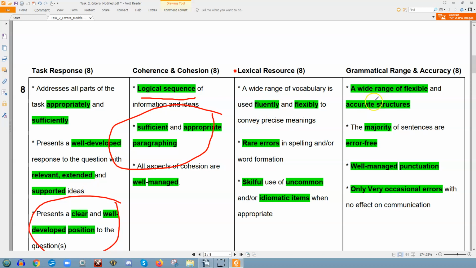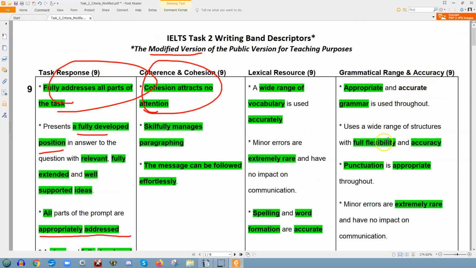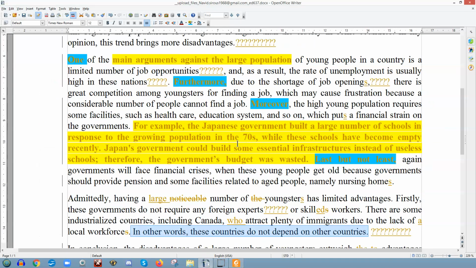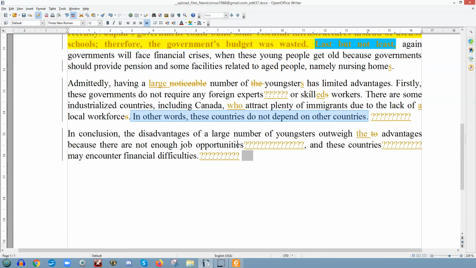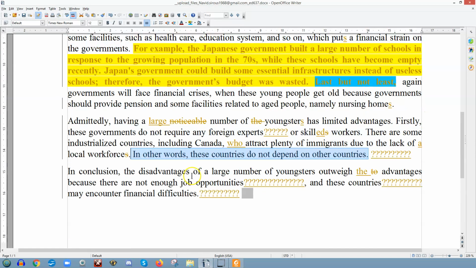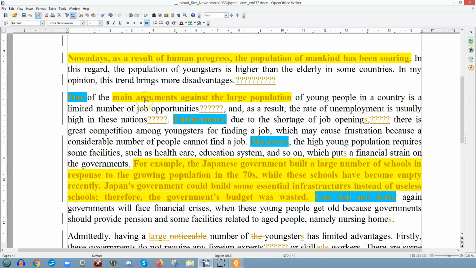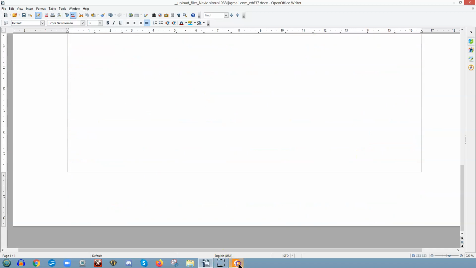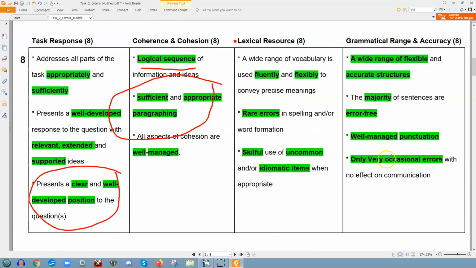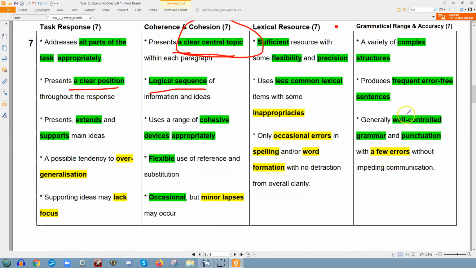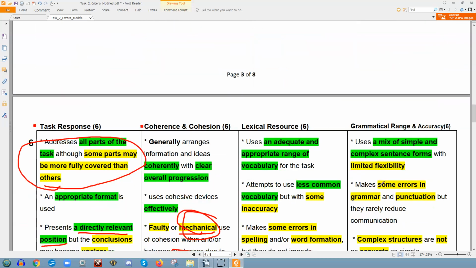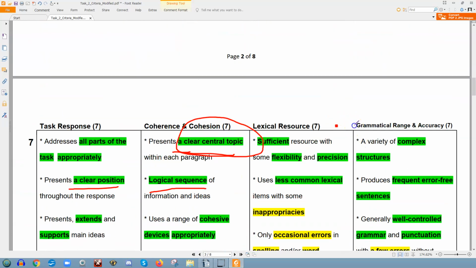Now, the grammar. Well, appropriate, accurate, wide range of structures. Let's have a look. The grammar's not bad here at all. Grammar's pretty good. Articles. Grammar's not bad at all. Errors are not, majority of sentences without an error. Errors minimal. Few errors, complex structures. I would give it 7. It's not bad at all. I would give it 7.